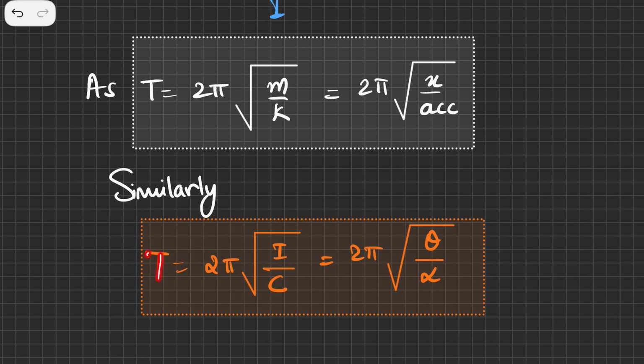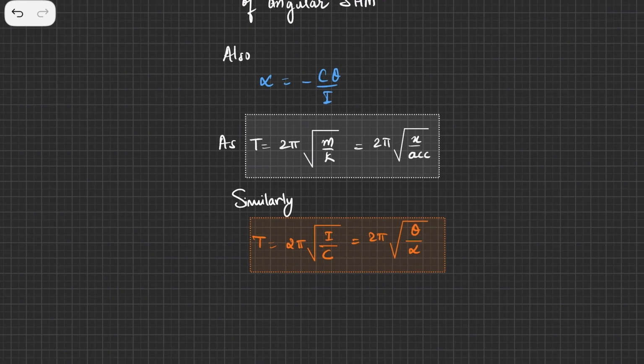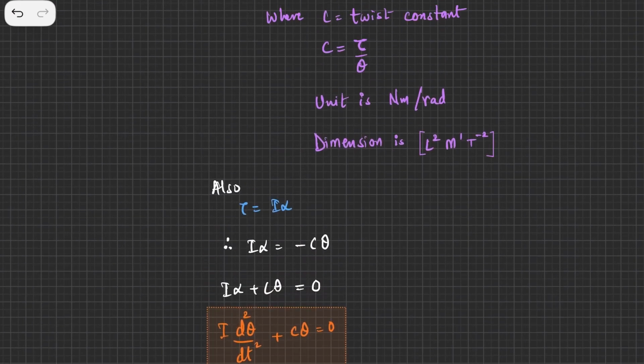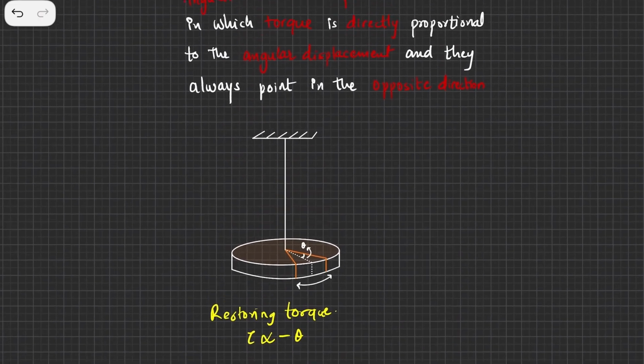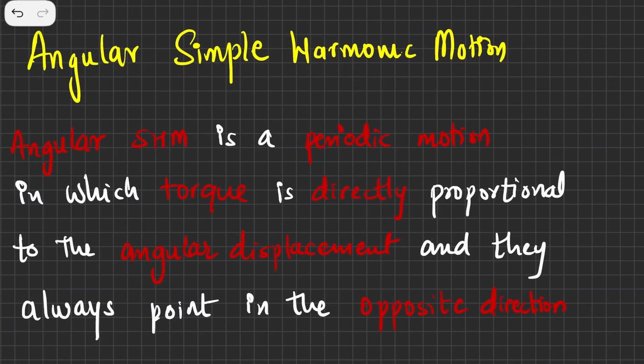So T would be equal to 2 pi root of I by c, and here T is also equal to 2 pi root of x by acceleration. This has been proved in some other video. Now x can be replaced by theta, that is angular displacement, and linear acceleration will become angular acceleration. Linear displacement became angular displacement, linear acceleration became angular acceleration. So these are also formulas which we can utilize in solving problems. But yes, to a large extent we have done what angular simple harmonic motion is.